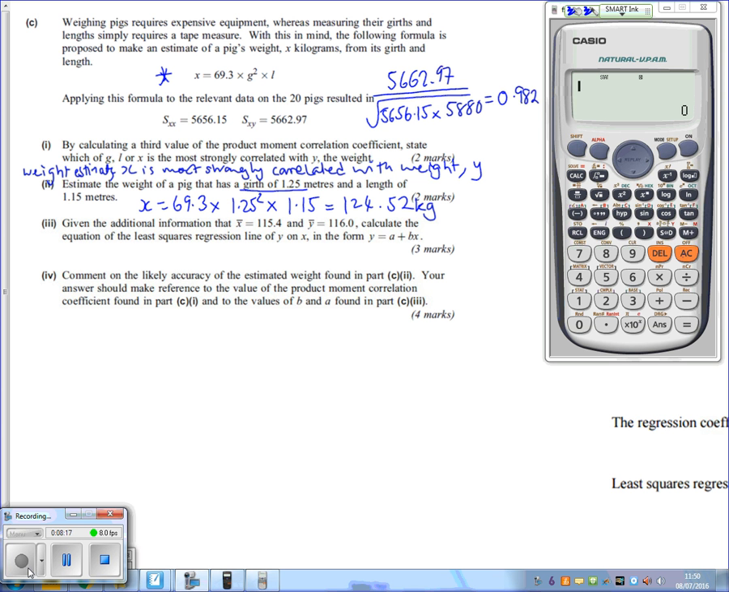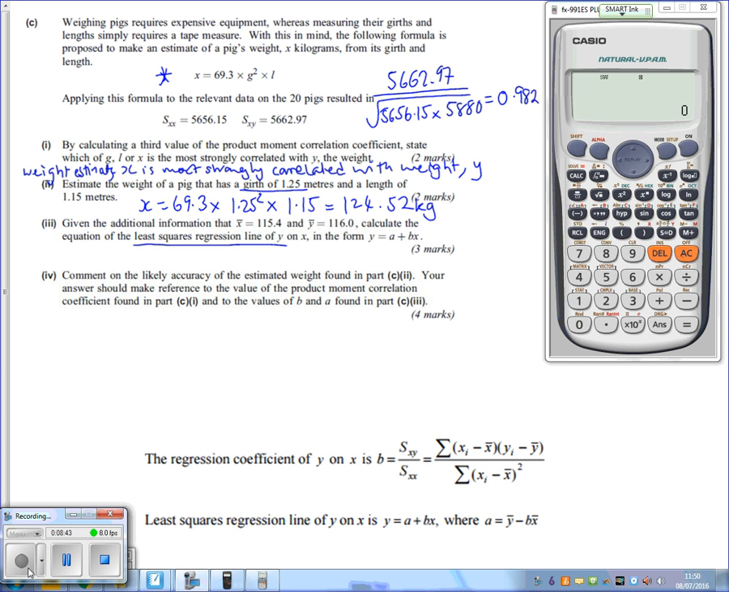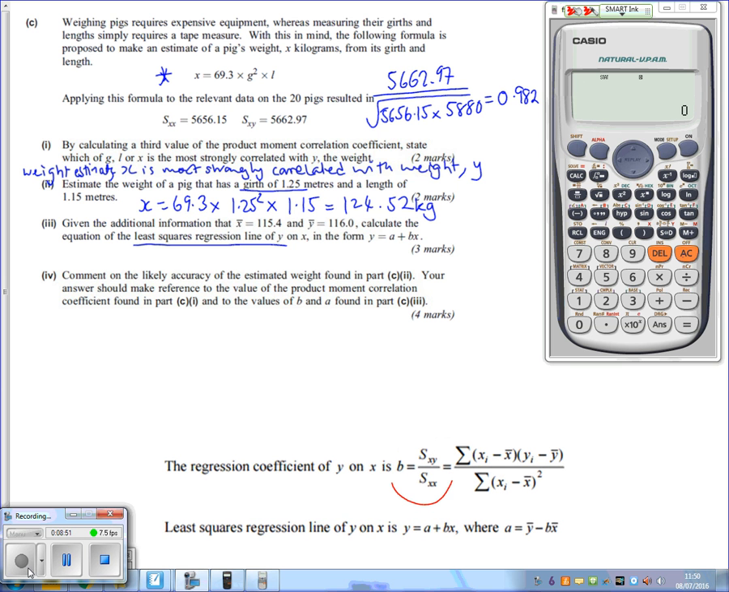Part 3, given the additional information that the mean X bar is 115.4 and Y bar, the mean of the weight, is 116.0, calculate the equation of the least squares regression line. So whenever I see calculate the equation of the least squares regression line, I'm going to go to my formula book and get my formula. So we can see here, because we've got the summary data, we need to use the formula. So first we need to work out what B is. So there's my equation I'll use to work out B.